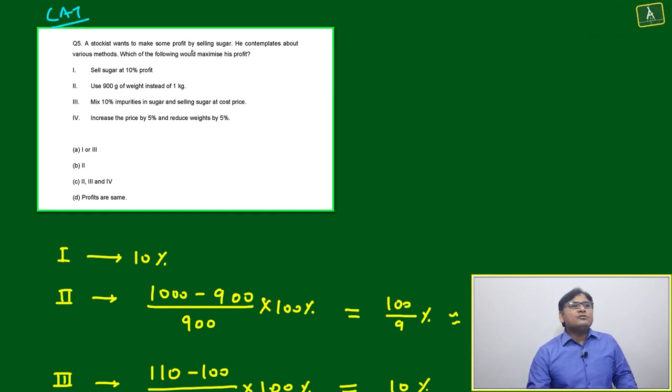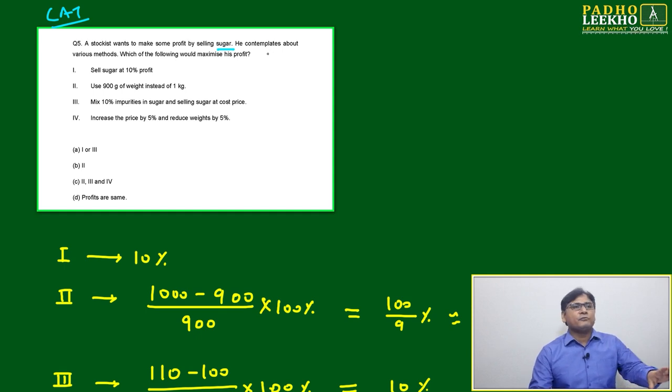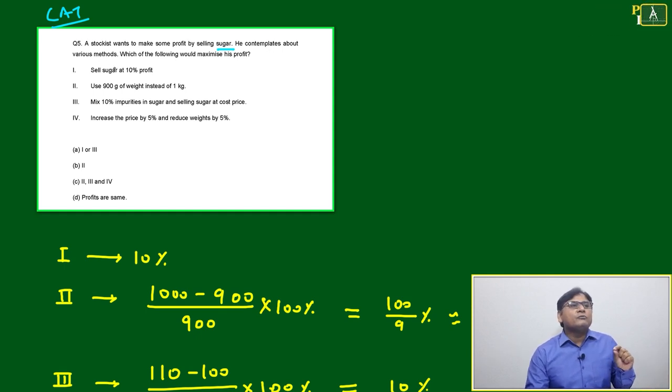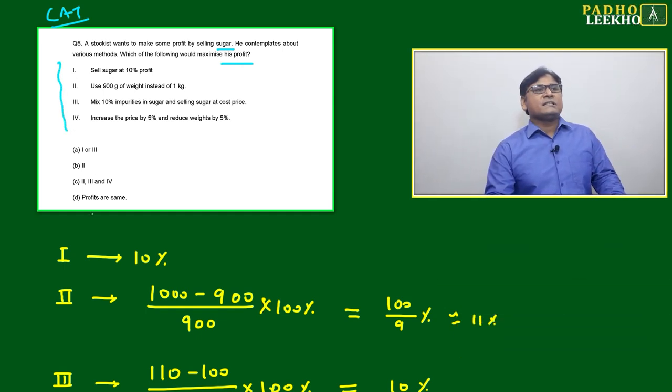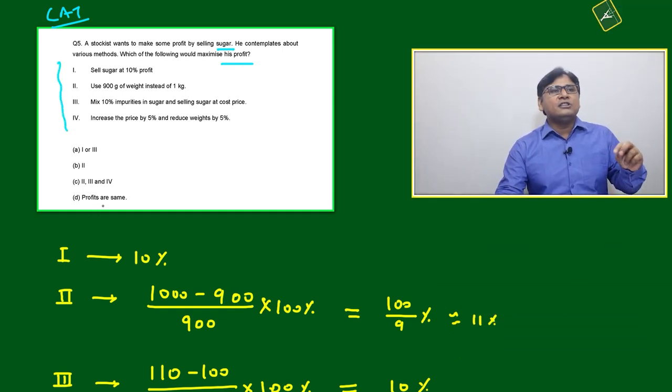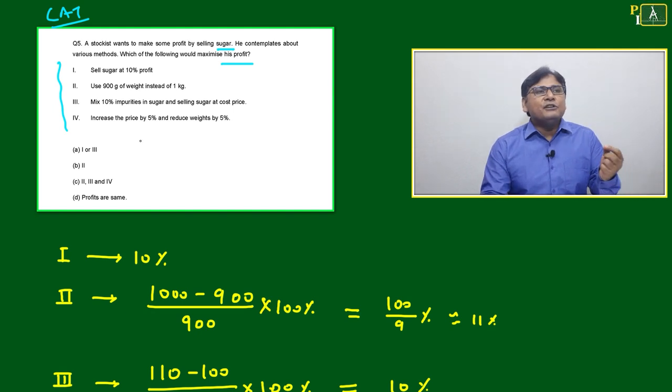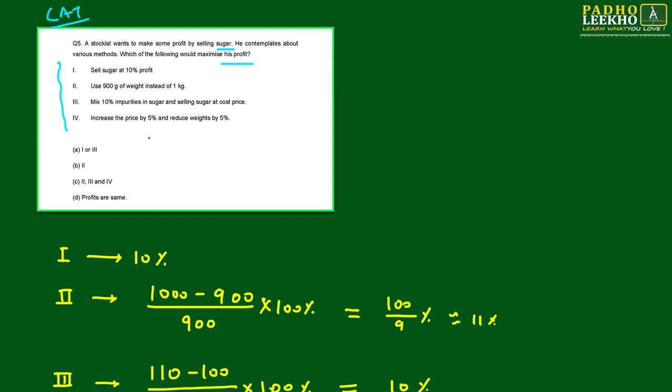A stockist wants to make some profit by selling sugar. He wants to make the profit. He contemplates various methods, maybe a few good methods, a few bad methods, whatever, but he is trying various methods. Which of the following would maximize his profit? Statements 1 to 4 are the processes he is adopting. Then which process will produce maximum profit?